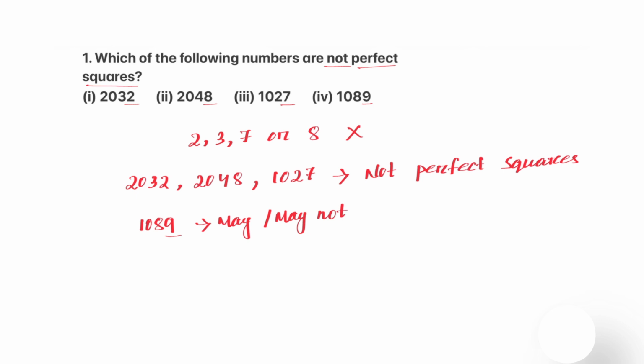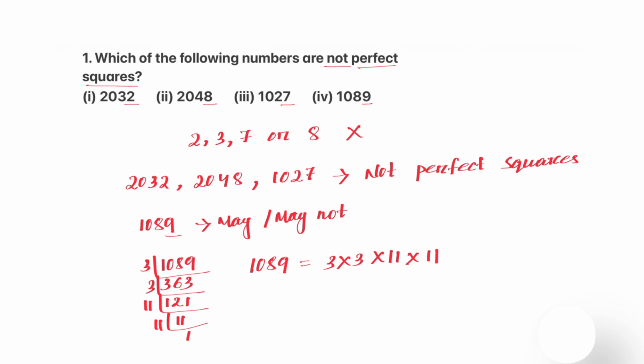To know whether 1089 is a perfect square or not, let us do its prime factorization and find out. The prime factors of 1089 are in pairs. So 1089 is a perfect square for sure.